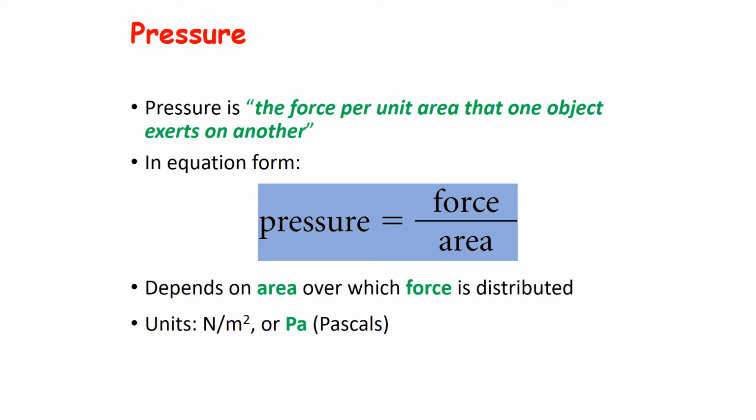The units used for pressure are Newton for the force and meter squared for the area, so it is Newton per meter squared. Sometimes we call it Pascal.